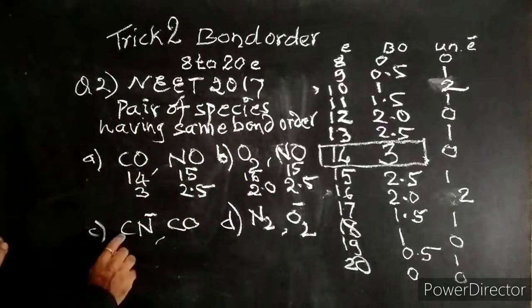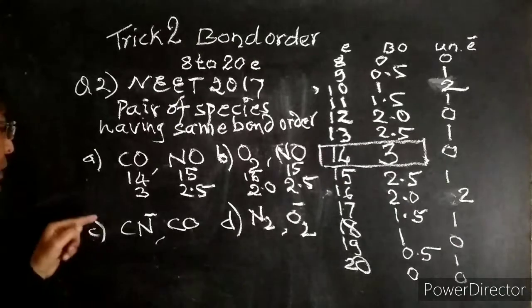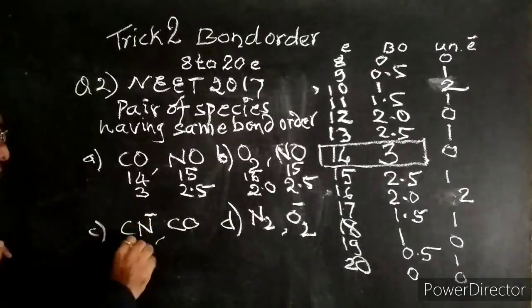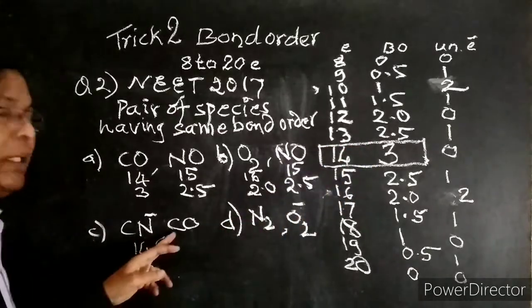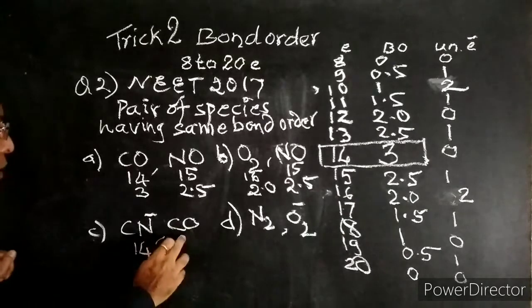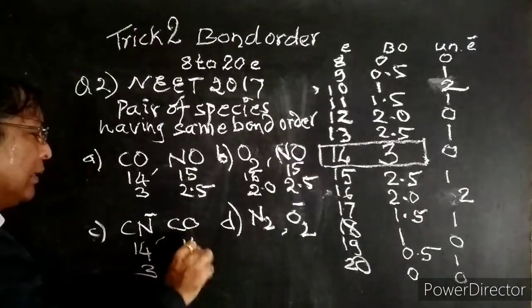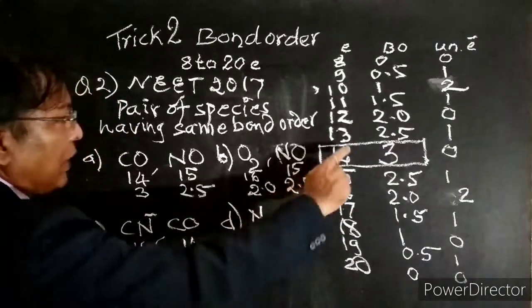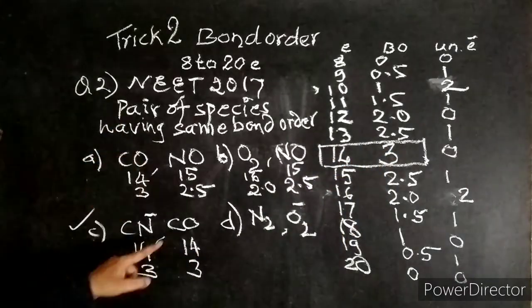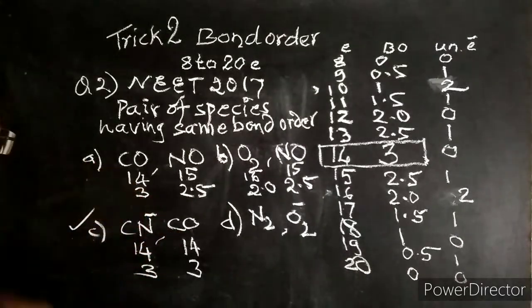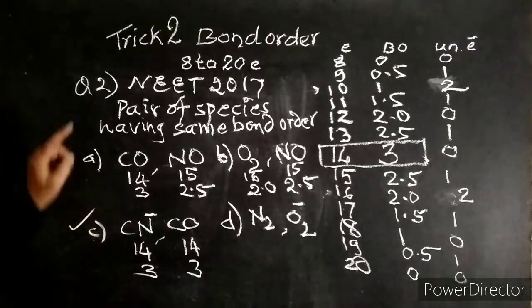Still we have to go. Now, carbon has 6 electrons, nitrogen has 7, 6 plus 7, that is 13. There is one minus charge, therefore the number of electrons is 14. Fourteen means bond order is 3. Now, in case of carbon monoxide, carbon has 6 electrons and oxygen has 8 electrons. 6 plus 8 means again 14. That means the bond order is 3. Therefore, option C, CN minus and CO, this pair has the same bond order.